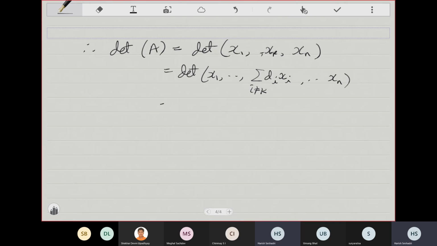Now it's obvious, because using the multilinearity property, I can write it as the sum over i not equal to k of the determinant, where the d_i comes out: x1, ..., xi, ..., xn. And each of these terms is 0, because the same xi will occur somewhere else also, in every entry. So that proves that.